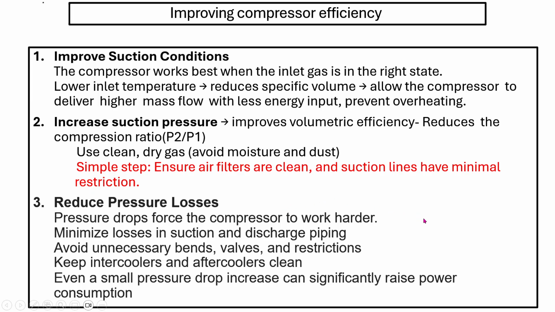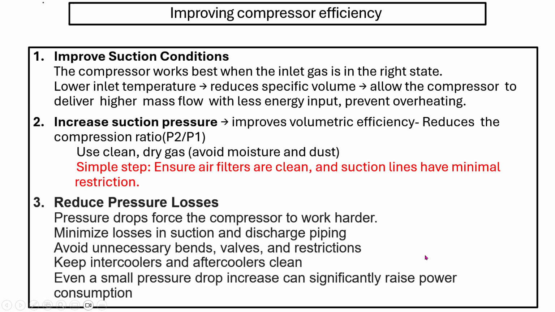Suppose there is a pressure loss: it forces the compressor to work harder if the pressure drop is more. So minimize the losses in the suction and discharge piping. How? By avoiding unnecessary bends. Where there are short radius bends, we can use long radius bends. Valves that are not necessary, we avoid using any valve. And if a restriction is there, avoid it.